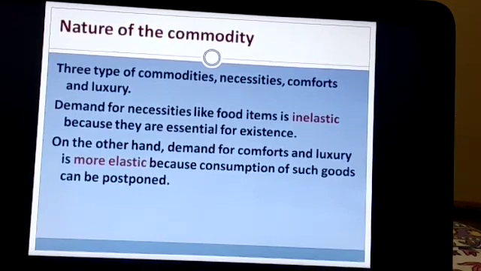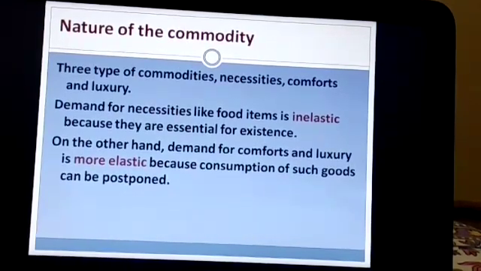On the other hand, the demand for comfort and luxury is more elastic because consumption of such goods can be postponed. What happens in cases of comfort and luxury? Suppose we take the example of an air conditioner. People wait for the price of the air conditioner to fall so that they are going to demand it much more. So these commodities have more elastic demand. A small fall in the price of an air conditioner will lead to a large increase in demand.